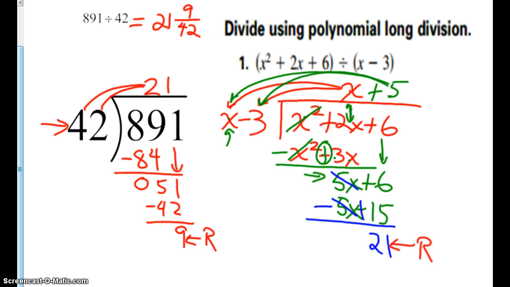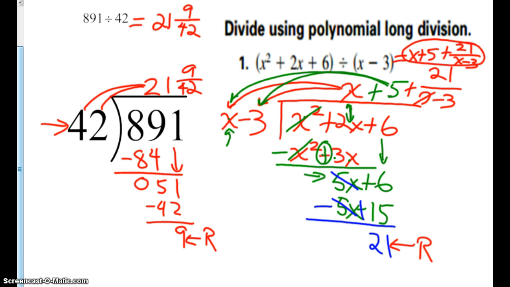Okay? Now, again, I could either put R9 up there, or I could take the 9 and put it back over whatever was on the outside. Well, similarly, I'm going to take this remainder and bring it back up here and put plus whatever that remainder is, in this case 21, over whatever was on the outside. That's x minus 3. And so, when I divide this polynomial, x squared plus 2x plus 6, divided by x minus 3, the answer is x plus 5 plus 21 over x minus 3. And that's your answer.